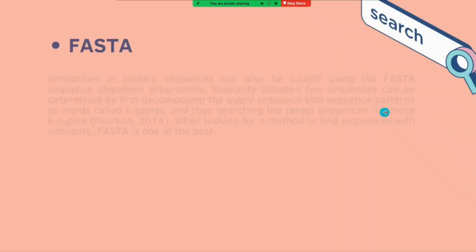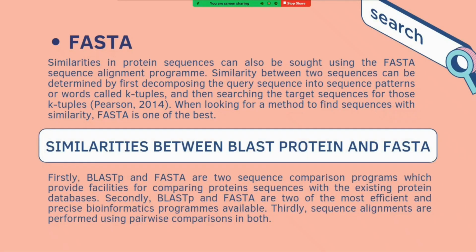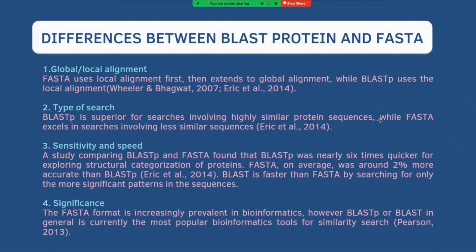The software chosen is FASTA. FASTA can be used to find protein sequence similarities, where it is good for finding related sequences. The similarities of both are that both allow protein sequence comparisons with protein databases, and both use pairwise comparisons for sequence alignments. The differences are in terms of global or local alignment. FASTA uses local sequence alignment first, then extends to global alignment. Meanwhile, BLASTP uses local alignment.